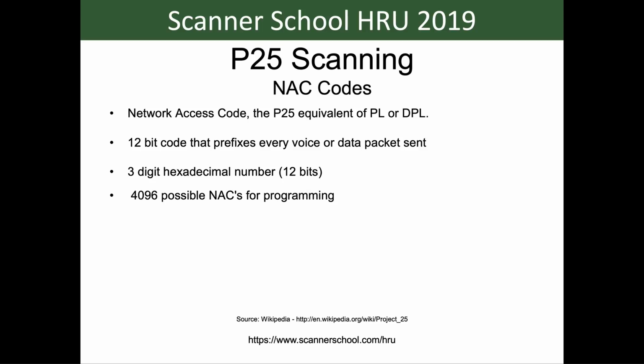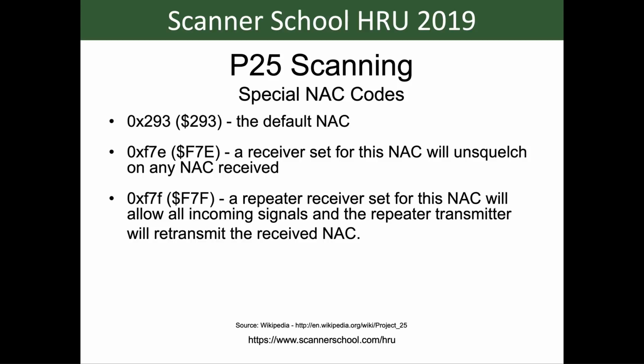Just like with analog, where we have PL and DPL, you have NAC codes on P25. It's basically a 3-digit hexadecimal number. It works basically the same way as a PL code, except in order to put it in CSQ, you would put in F7E. F7E is basically your CSQ setting when it comes to P25. Or you just don't program it in and the scanner automatically assumes open squelch.